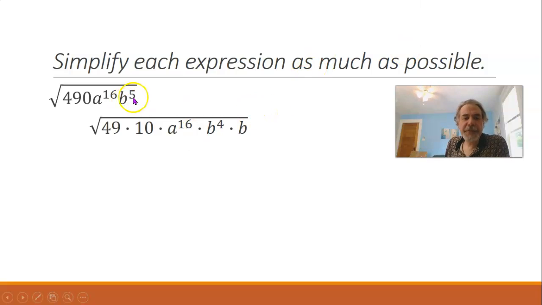And then b to the 5th power is not a perfect square, but we can break that up into b to the 4th times b, or b squared times b squared times b. And now if we go ahead and take the square roots of the things that we can take square roots of, square root of 49 is 7, square root of a to the 16th is a to the 8th, square root of b to the 4th is b squared, and then we still have under the radical sign the 10 and the b. So it's this times the square root of 10b.